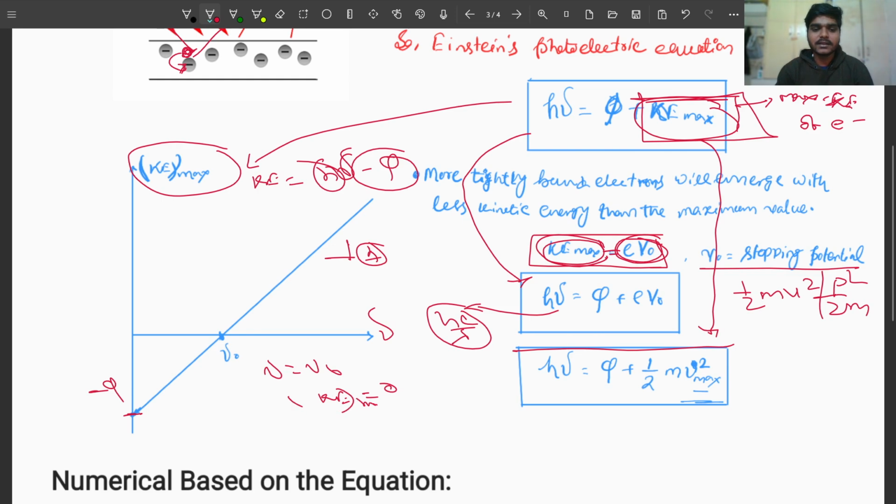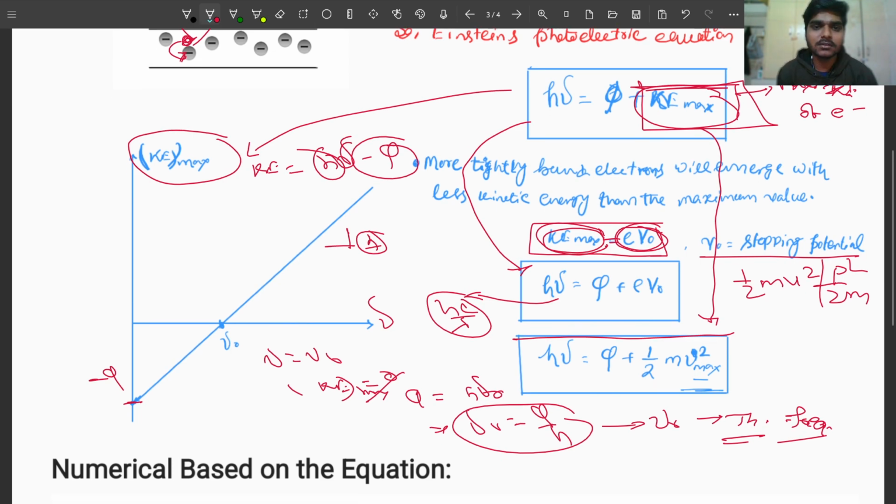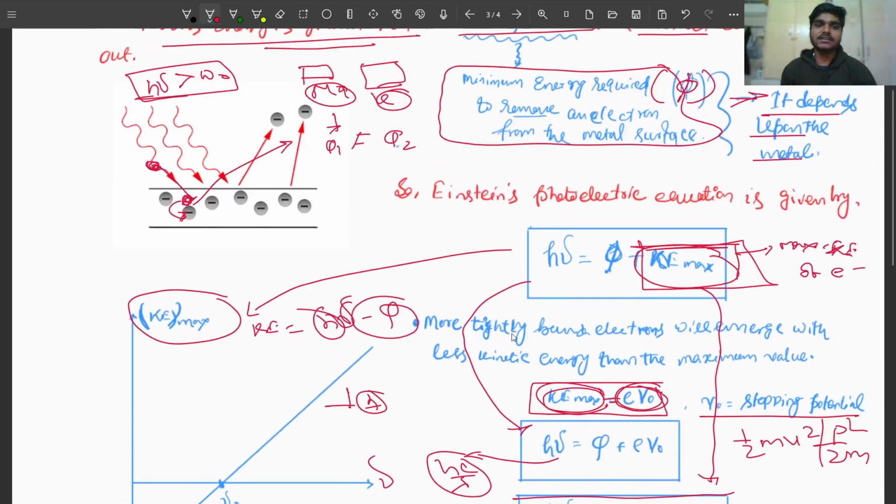I mean the maximum kinetic energy of photoelectrons will be 0, and then the equation will be equal to h nu 0. So nu 0 equals phi by h. Okay, and this nu 0 is basically known as the threshold frequency. This is known as the threshold frequency. So this was all about the theoretical part of the photoelectric effect and the Einstein equation.